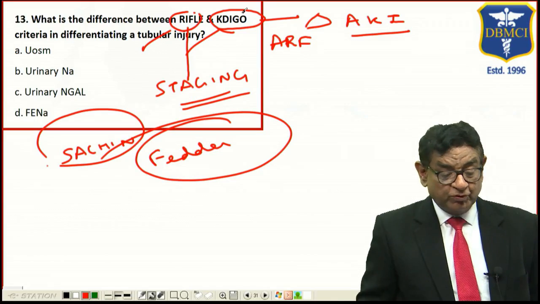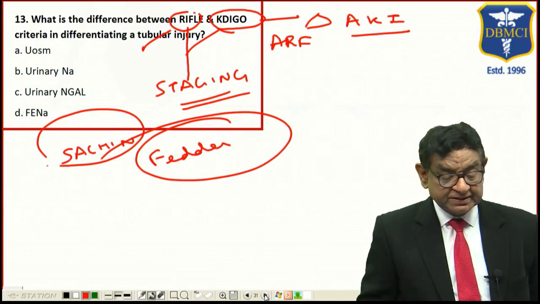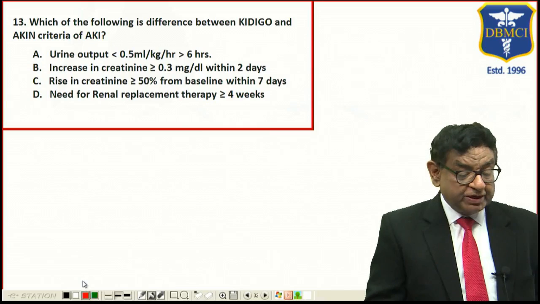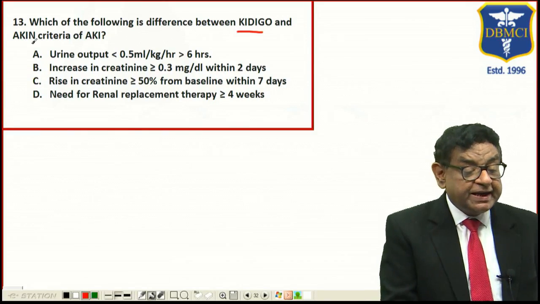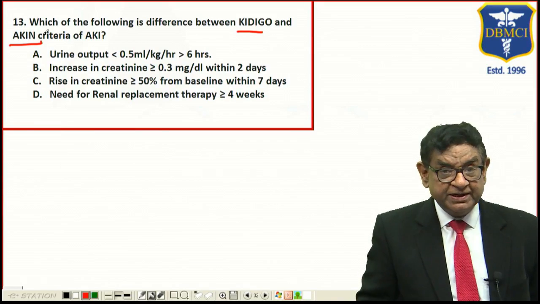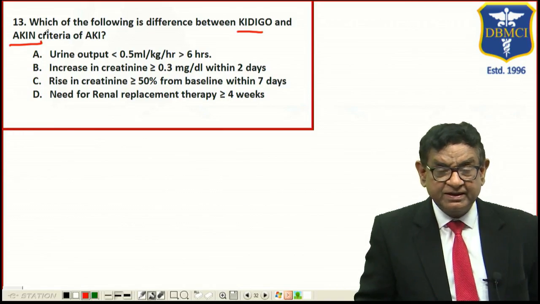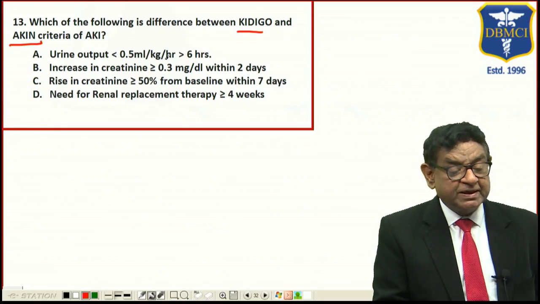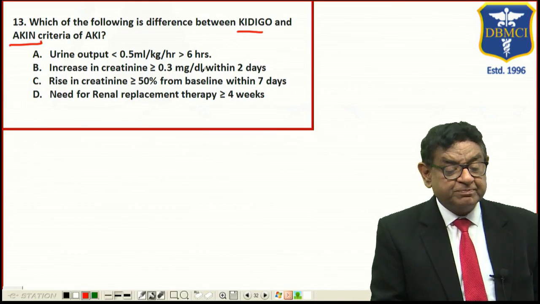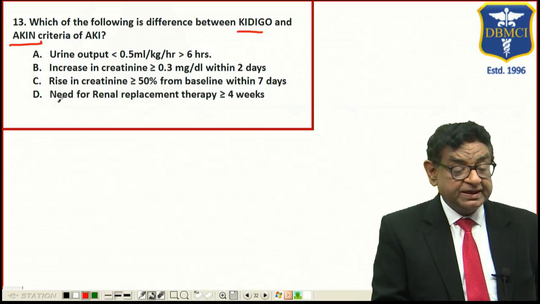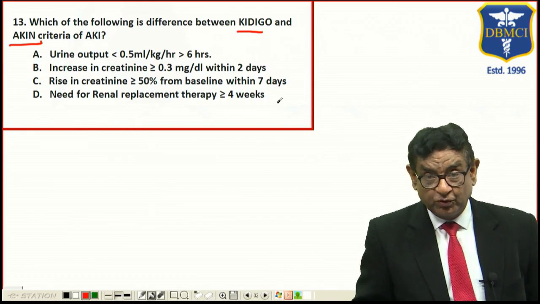Now, definitely you would like to know the right question. The right question should have been like this: what is the difference between the KDIGO and AKIN criteria? These are the two criteria to diagnose acute kidney injury. Maybe in the exam, it may be AKIN. Now, the criteria are: urine output less than 0.5 ml per kg per hour for more than 6 hours, increase in creatinine more than 0.3 mg per dl within 2 days, rise in creatinine more than 50% from baseline within 7 days, need for renal replacement therapy for more than 4 weeks.